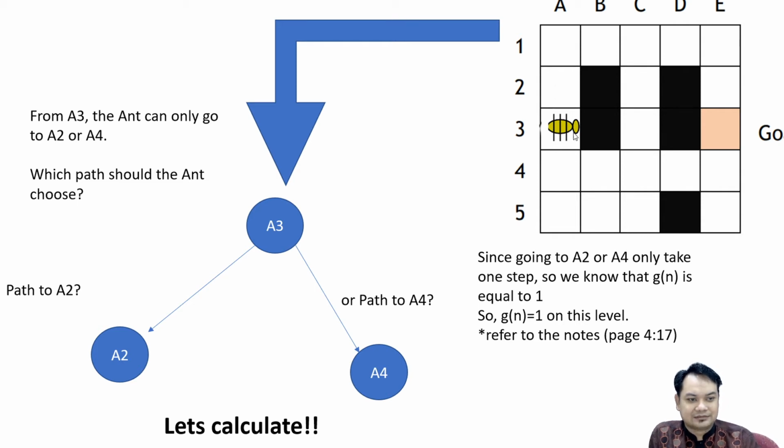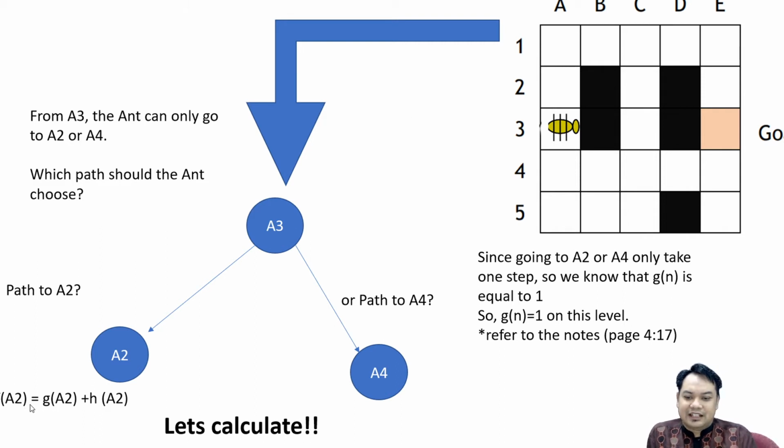Okay, 1. Okay, N ni dia tak travel ke mana-mana lagi. This N hasn't traveled to any box yet. It's still on the starting box, that is A3. So the N has to travel to A2 or A4. So you can refer to the note on page 417. So you have to calculate.